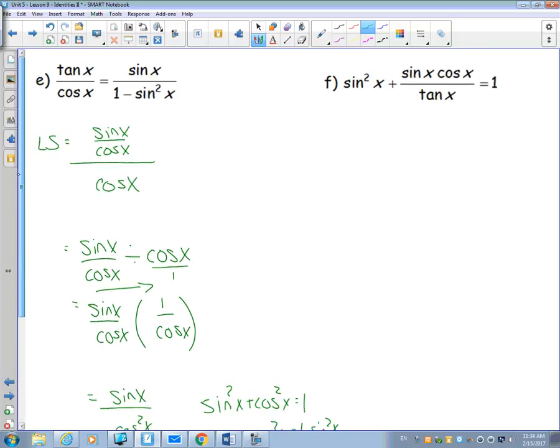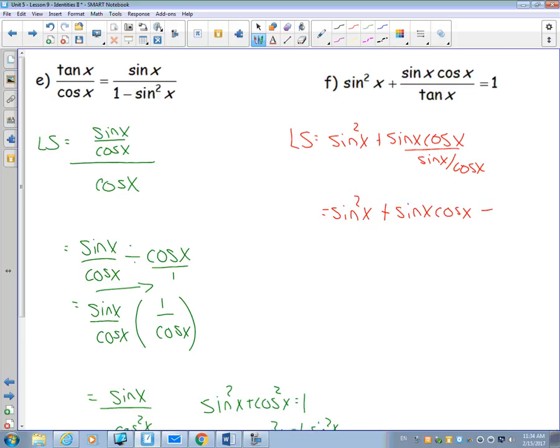I'm going to try the next one. Again, pause, try them yourself, please. What do we get this time? Left side obviously messy. So sine squared plus sine x cos x. Get rid of that tan. Sine x over cos x. Well, that's what we did last time where we got rid of that dividing sign. And we wrote it as sine x over cos x.